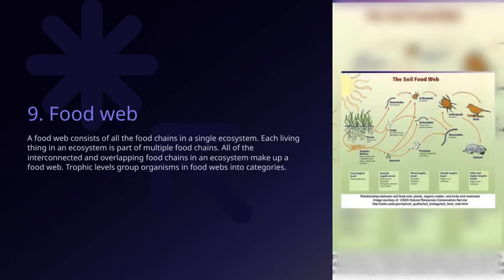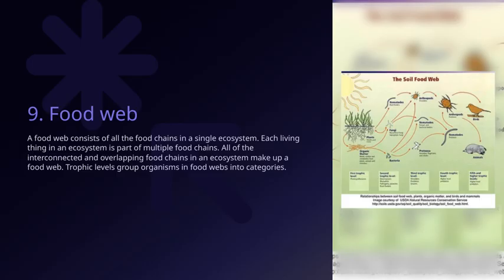Let's talk about the concept of a food web. A food web is essentially all the food chains within a single ecosystem woven together. You see, each living thing in an ecosystem doesn't just belong to one simple food chain. It often participates in multiple chains at the same time. These interconnected and overlapping chains form what we call a food web. It really highlights how complex and interconnected life is within an ecosystem.